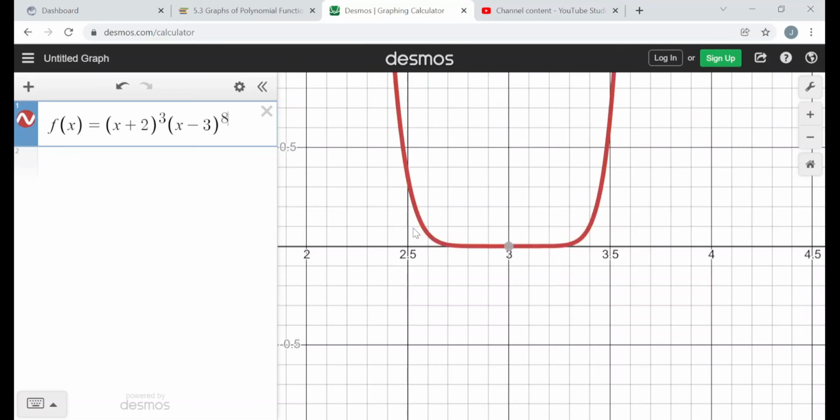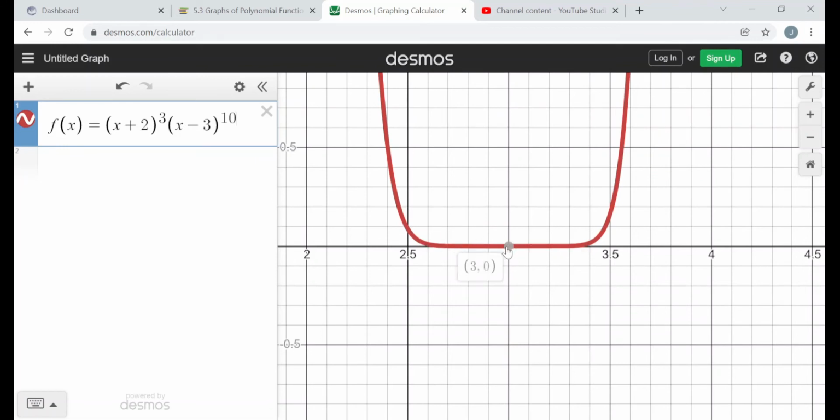Then 8, much flatter. And I'll do one more. Let's go up to 10. You see how very, very flat it's coming in. Still bouncing off, right? Still coming in at x = 3 and then bouncing off the axis, not crossing over because we have an even multiplicity, but it's getting much, much flatter near x = 3. All right, so that's what I was saying earlier about the higher the multiplicity, the flatter the graph will be near that zero.